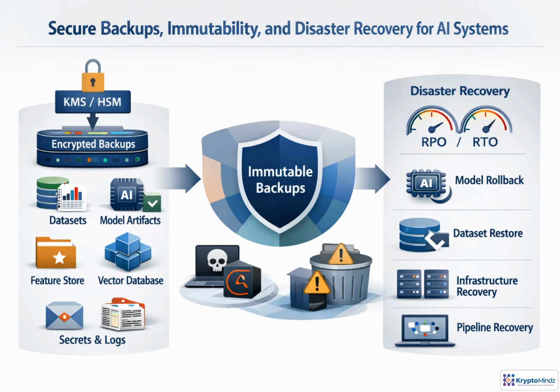Backups should be treated as a core security control for AI, not an afterthought. Protect copies with KMS or HSM-backed encryption, tight access control, and separate audit logs. Make them versioned, immutable, and logically isolated so ransomware, mistakes, or insider misuse cannot erase recovery options. Coverage must include datasets, feature stores, vector databases, model artifacts, secrets metadata, logs, and pipelines. Finally, prove recoverability with tested RPOs, RTOs, model rollback, dataset restore, and infrastructure recovery.